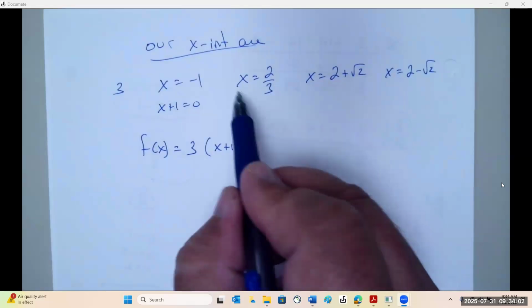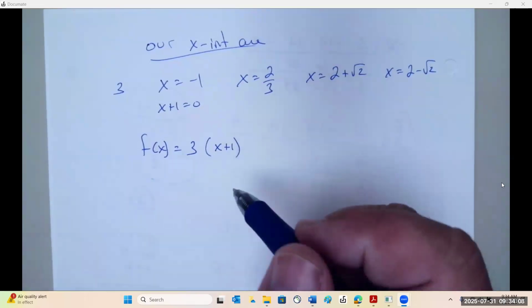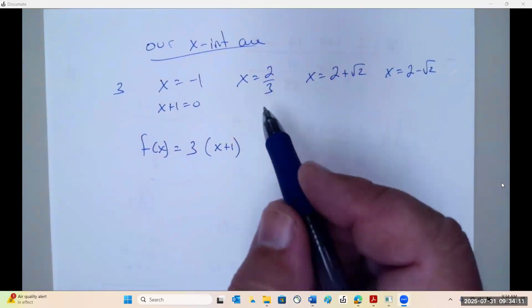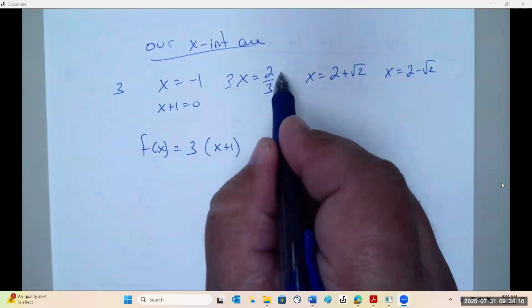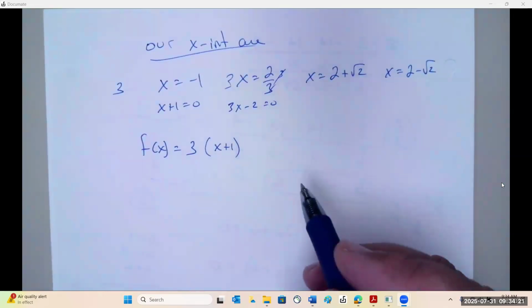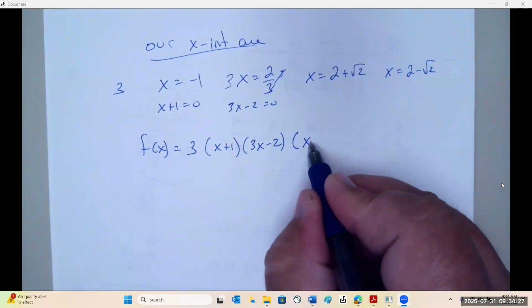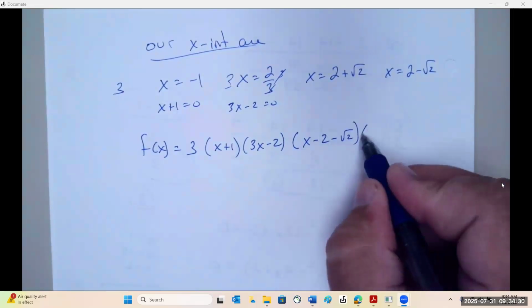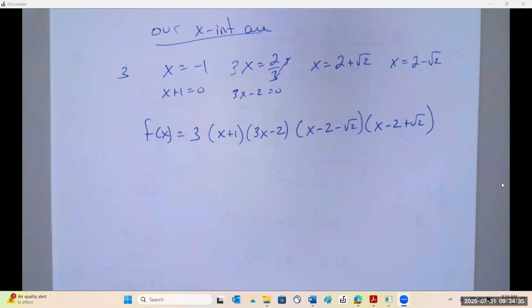Now, whenever you have something like this, most people will say, let's make it x minus 2/3. But to make it look nicer, since it's got a fraction, multiply both sides by 3. So this one becomes 3x minus 2 equals 0. Then it's x minus 2 minus radical 2, x minus 2 plus radical 2. Those are the factors of the polynomial into its linear factors.